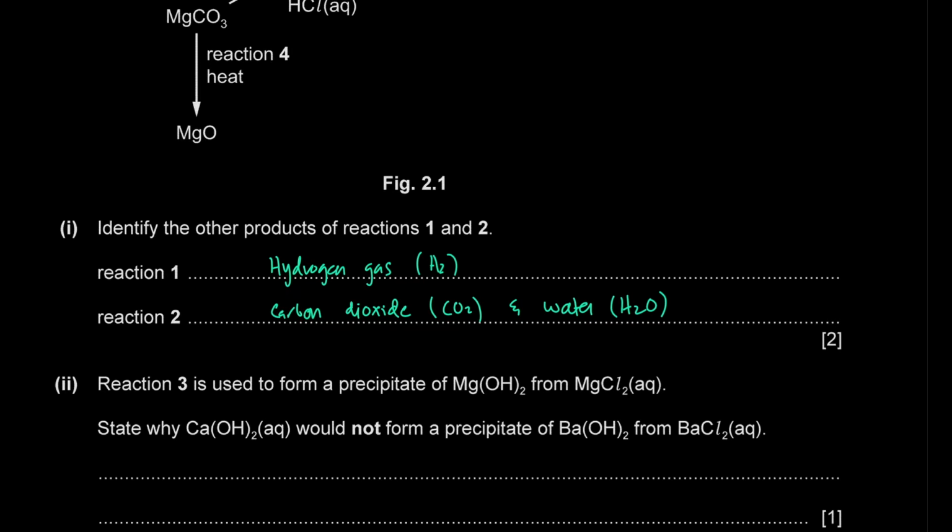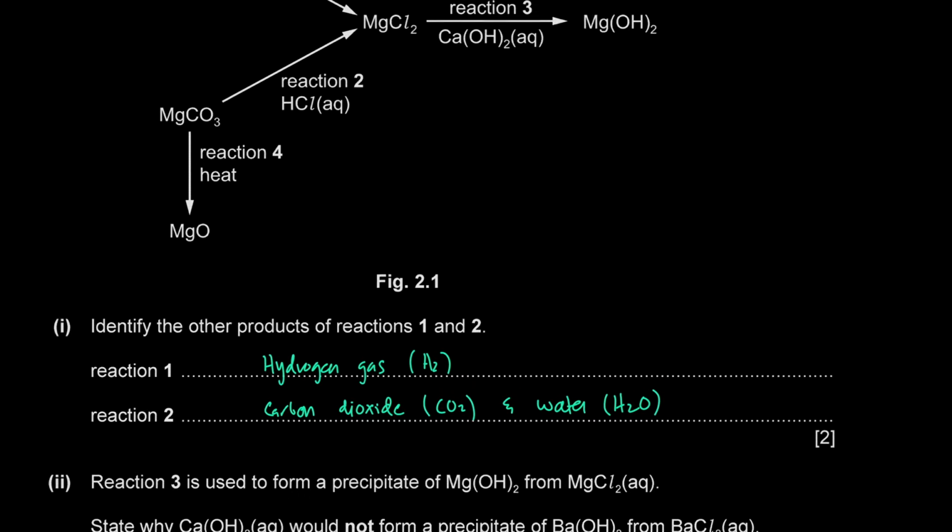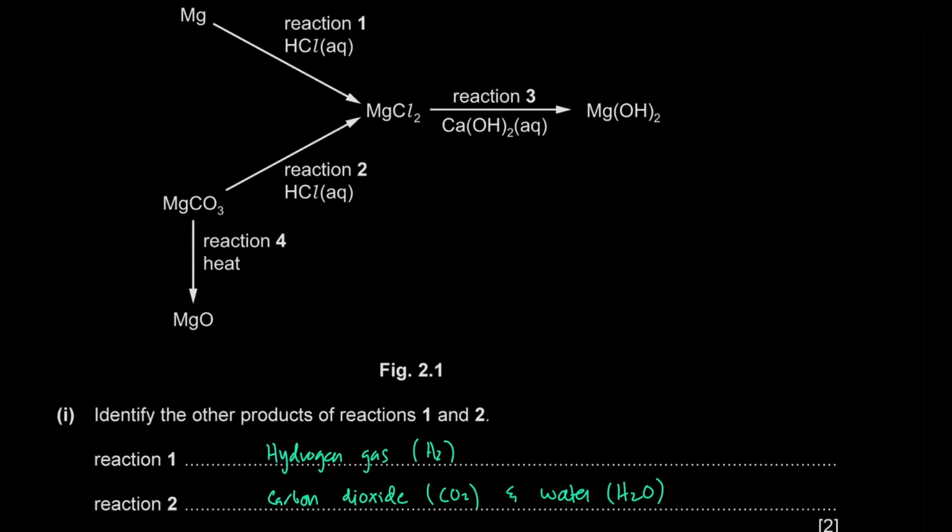Reaction 3 is used to form a precipitate of magnesium hydroxide from magnesium chloride. State why calcium hydroxide would not form a precipitate of barium hydroxide from barium chloride. So in reaction 3, they're reacting calcium hydroxide with magnesium chloride. We have a solution of calcium hydroxide, and what ends up happening is that the precipitate of magnesium hydroxide ends up forming. The question is saying, why can't we do the same thing with barium chloride? Why don't we get a precipitate of barium hydroxide?